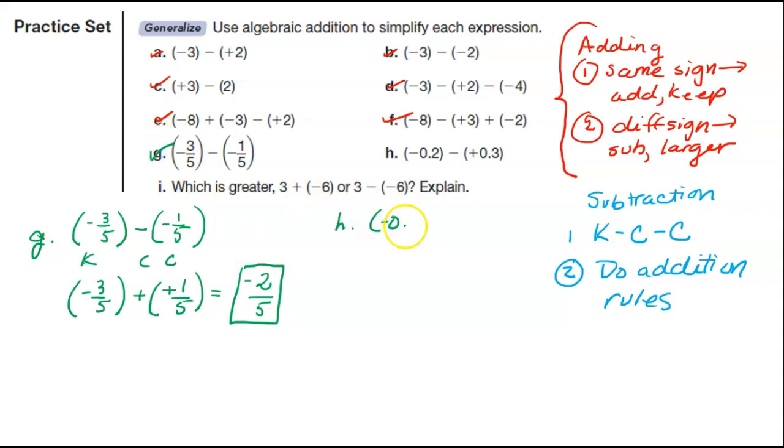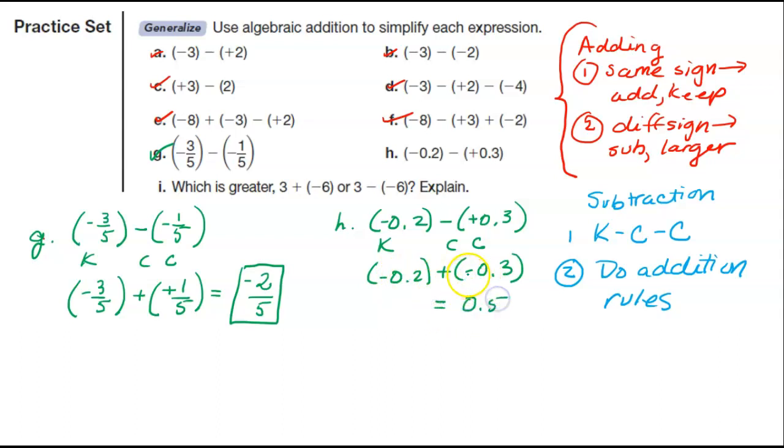H, negative 0.2 minus positive 0.3. So we're going to keep, change, plus negative 0.3. Now we're going to apply the addition rules. So 0.2 plus 0.3 is equal to 0.5. And these are the same sign, which is negative. And that's H. So let's take a look at I. I'll just kind of do that here in the middle.